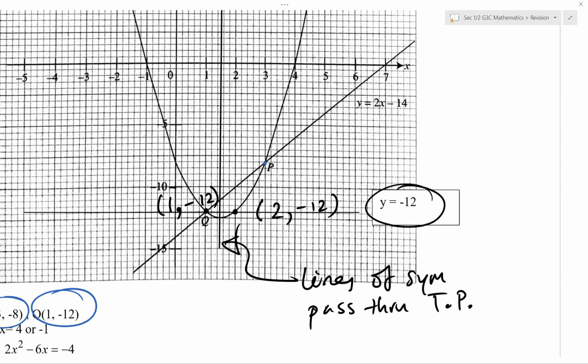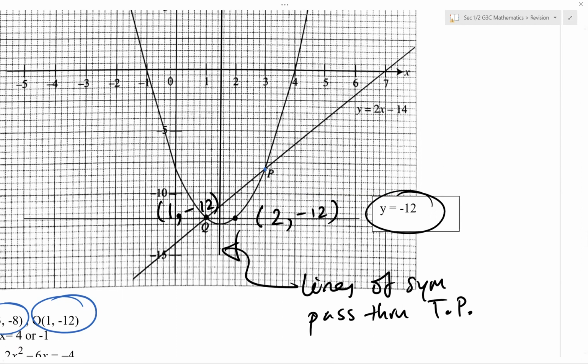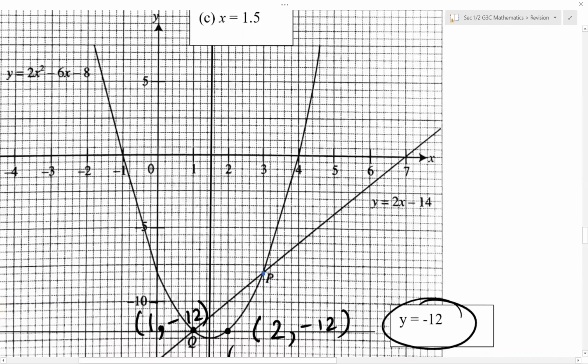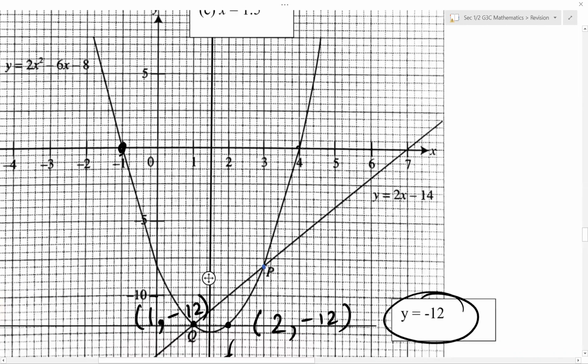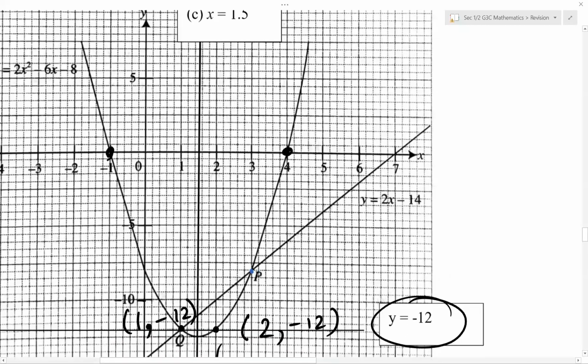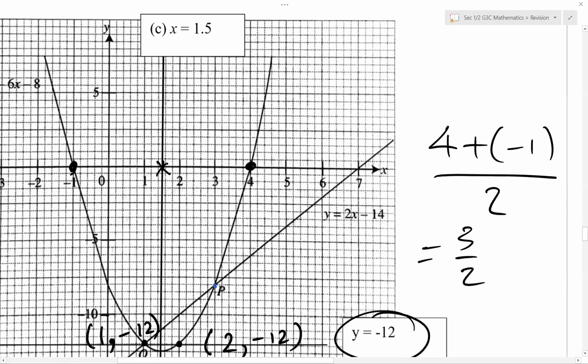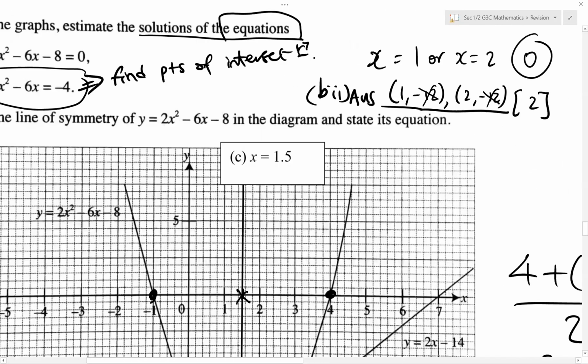Are you confident that you're able to identify where the turning point is? If you are, now draw a vertical line through it. If you are not confident, find the points of intersection. So in this case, -1 and 4. Find the center of -1 and 4. So what is the average? 4 plus -1 over 2. So that is 3 over 2, 1.5. Mark it out exactly 1.5, draw a vertical line. That is our line of symmetry. Next is to state its equation.